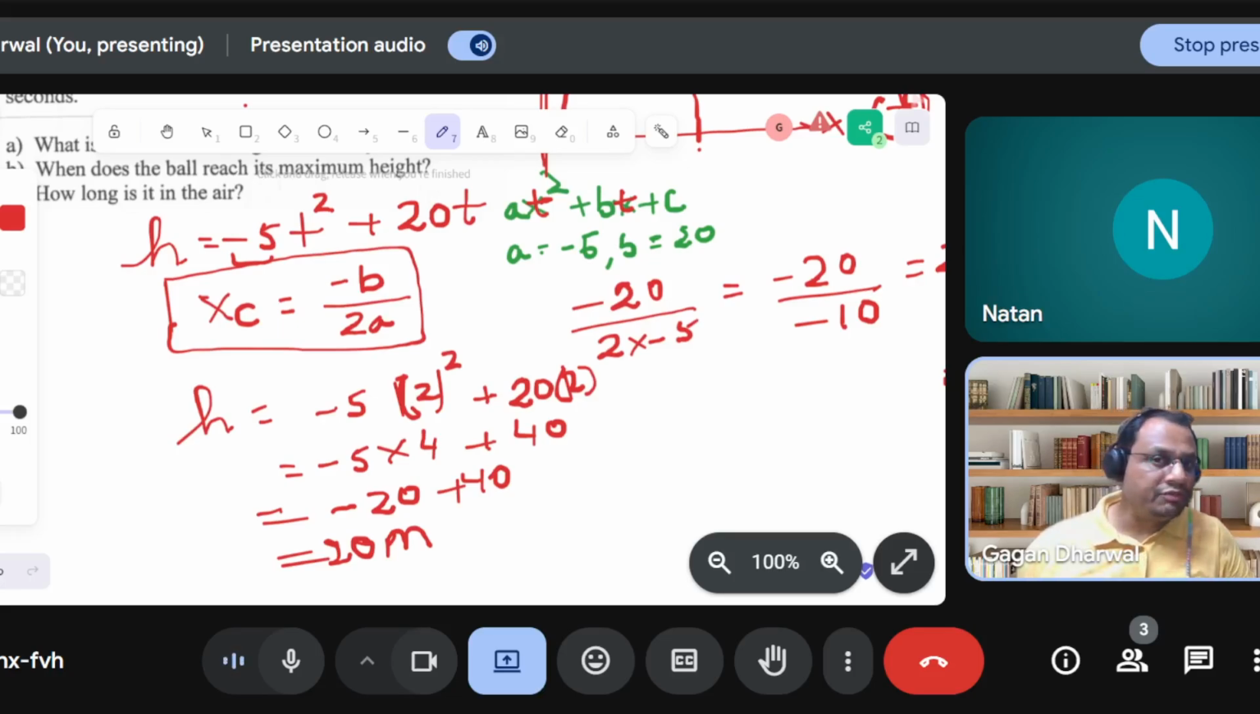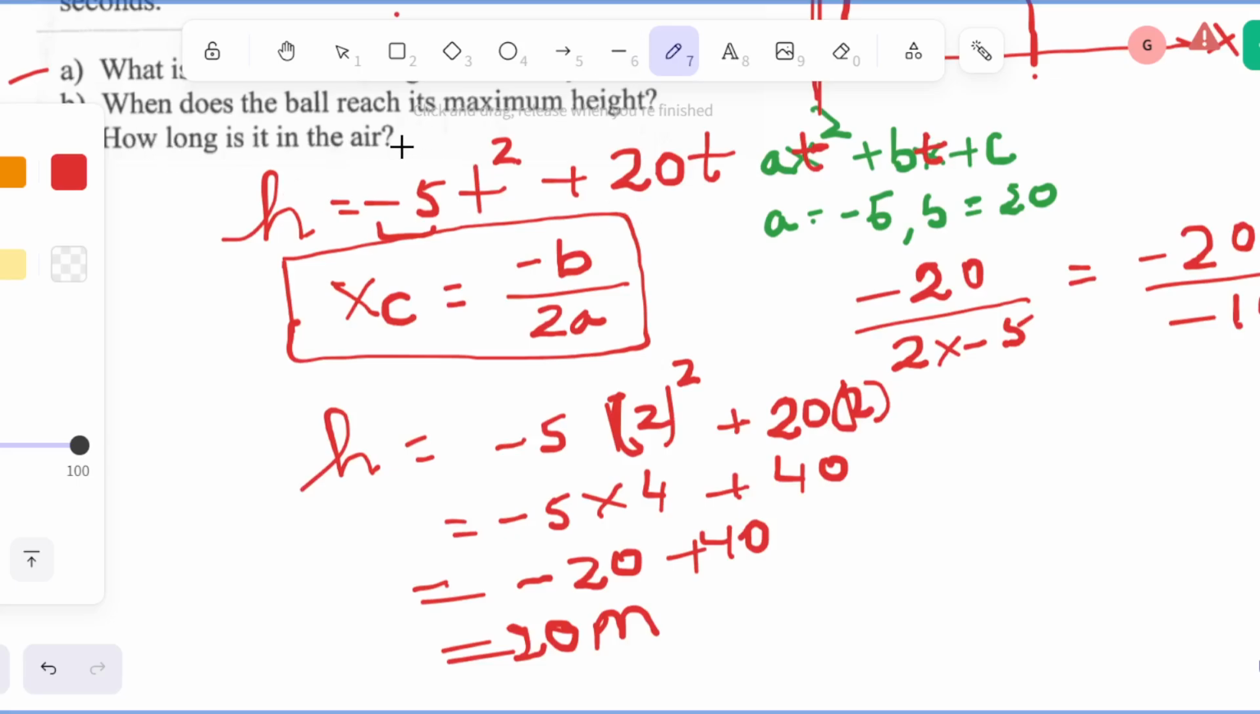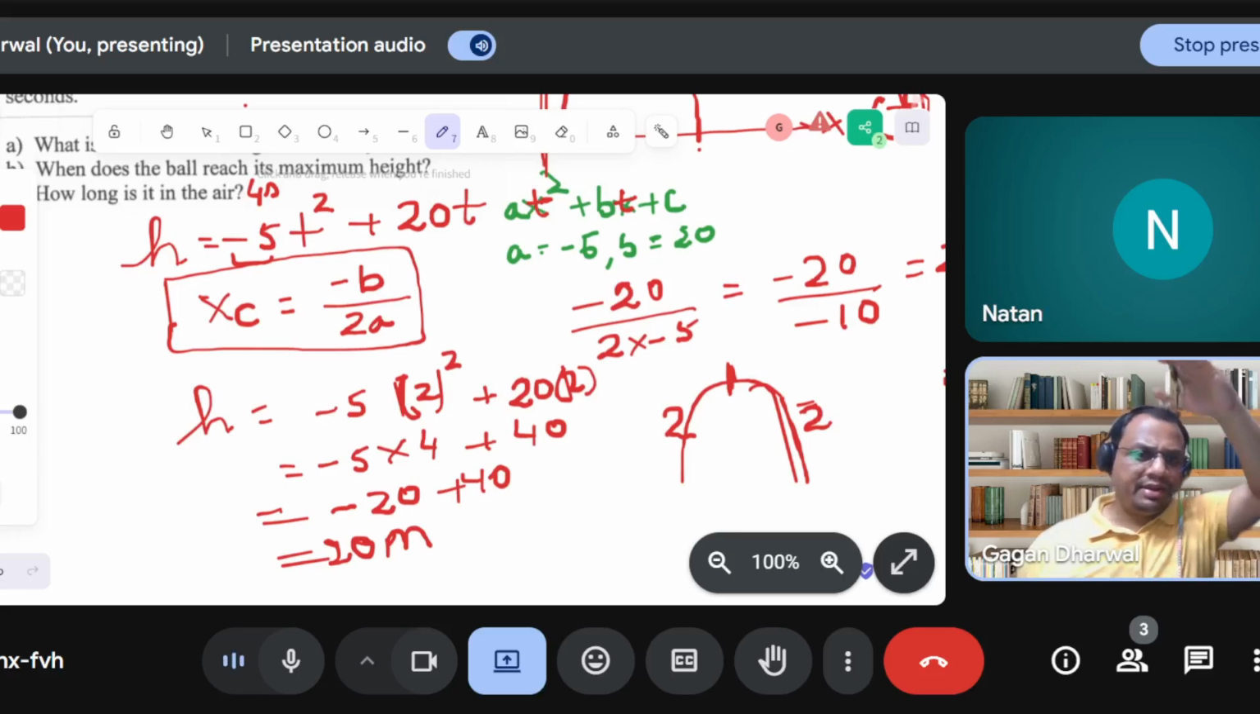Now, the third question, Nathan, they're asking how long it was in the air. Very simple. It took 2 seconds to reach the top, so 2 seconds to come down as well. Total makes 4 seconds. The answer to the last question is it was in the air for 4 seconds. Why? Because it reaches the maximum height in 2 seconds, then it comes down in another 2 seconds. So 2 plus 2 is 4.